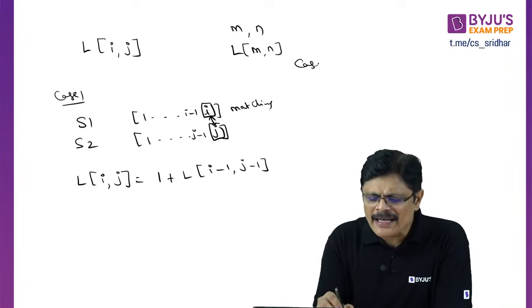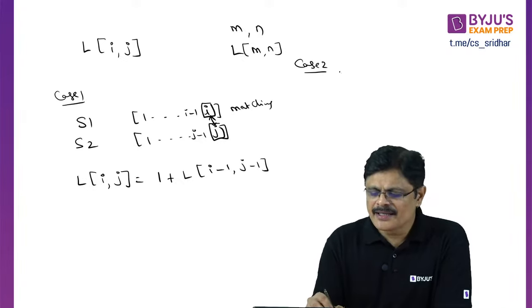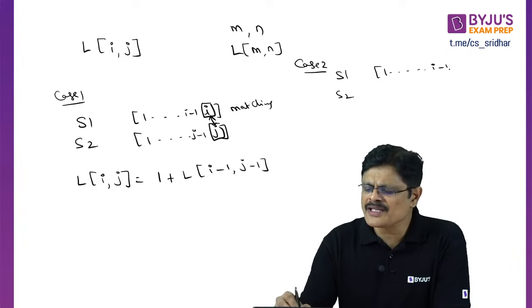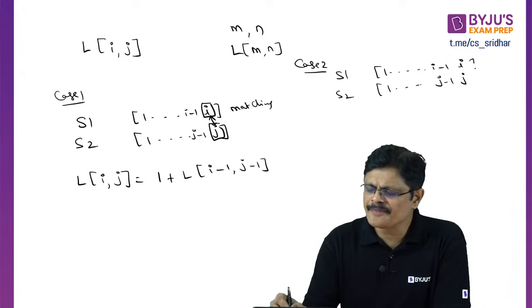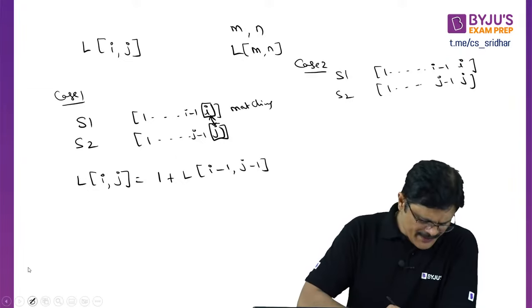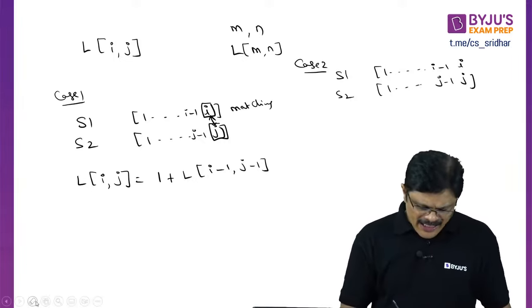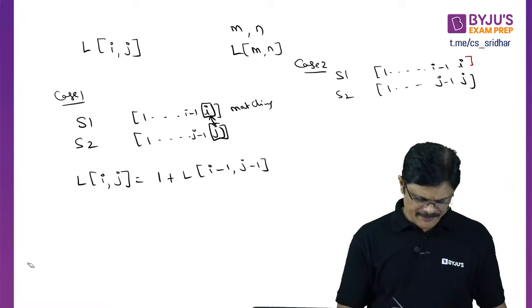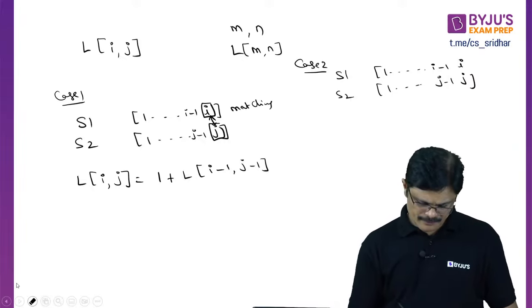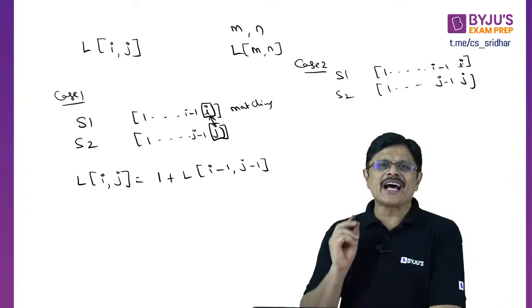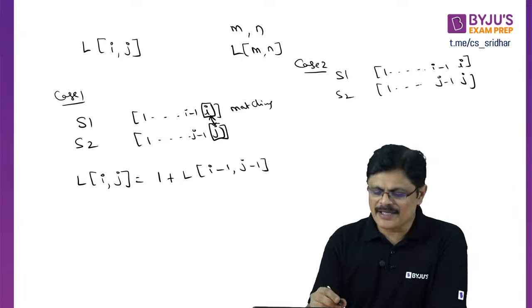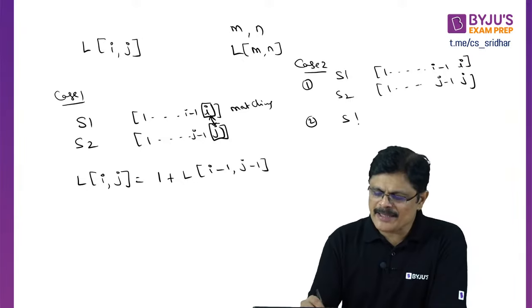Now what if they are not matching, sir? This is sequence 1 and this is sequence 2: 1 to I minus 1, I; 1 to J minus 1, J. See, these are the two sequences and the last symbol is not matching. When the last symbol is not matching, you are not getting a length there. Then there are two possibilities. Let me write the two possibilities separately.